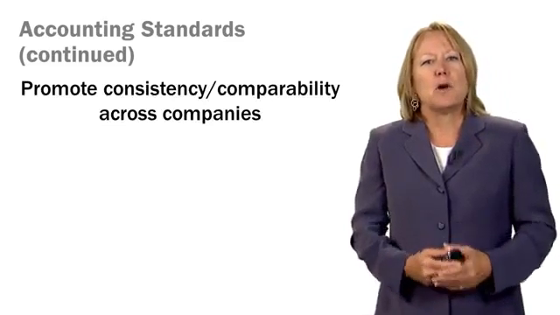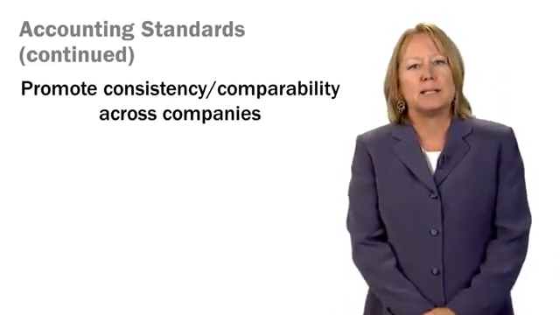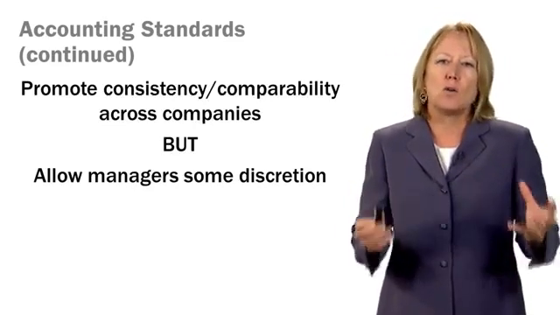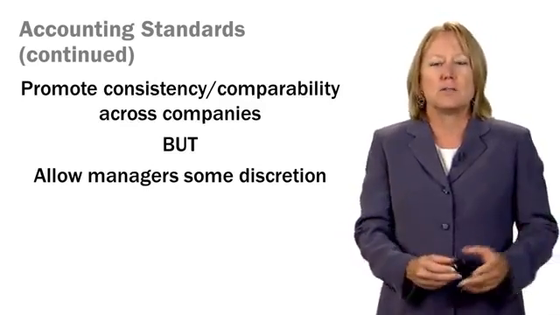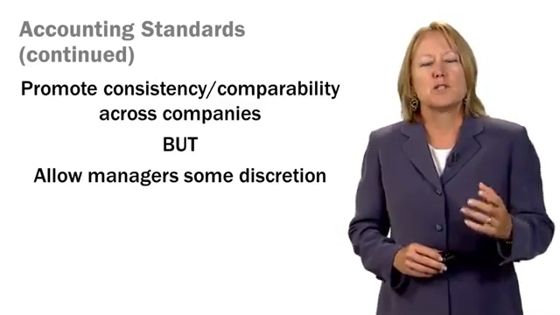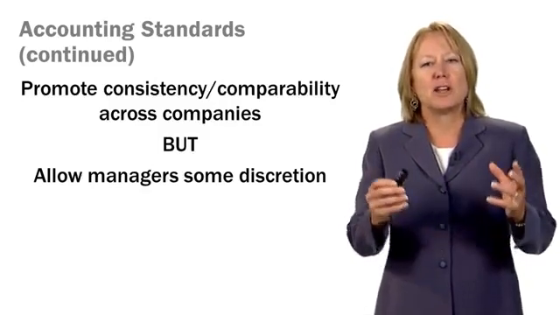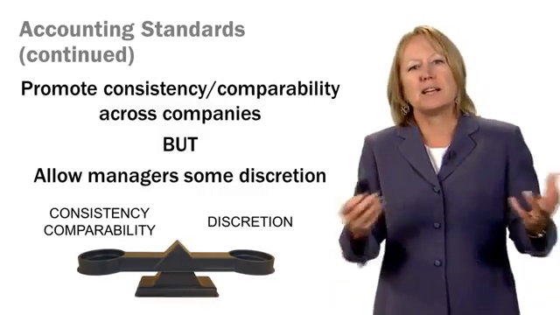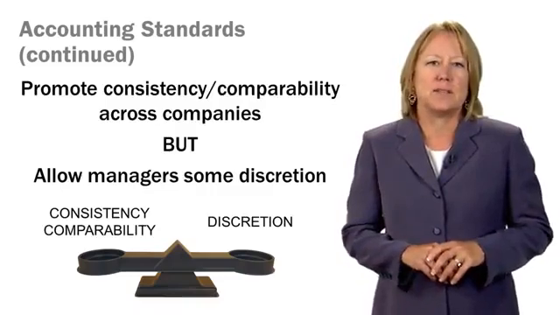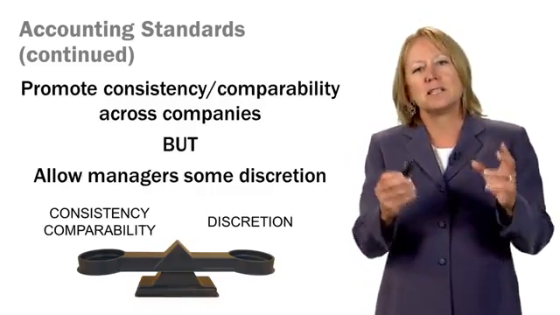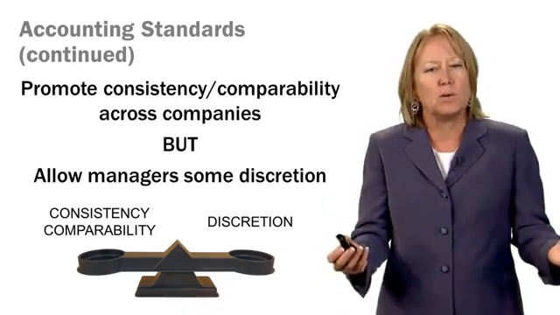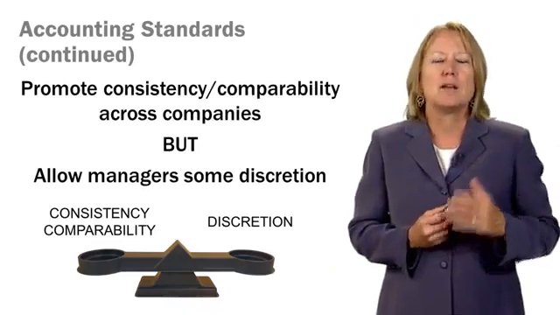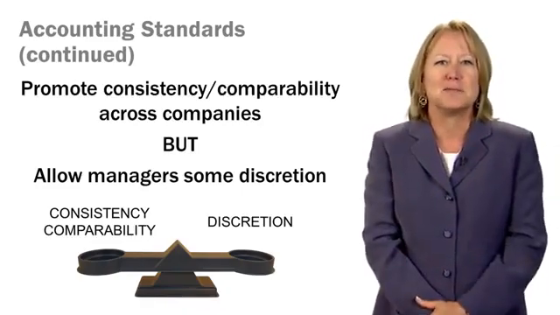Accounting standards are intended to promote consistency and comparability across companies. But they also have to allow managers some discretion, because after all organizations, all industries, all geographies are not alike. So some discretion is allowed so that managers can communicate their own particular circumstances through their financial statements. So ultimately, for the standard setters, it's somewhat of a balancing act when they set the standards. They're trying to achieve as much consistency and comparability across companies as possible, but at the same time allow an appropriate amount of discretion for managers to be able to communicate through their financial statements their particular circumstances.